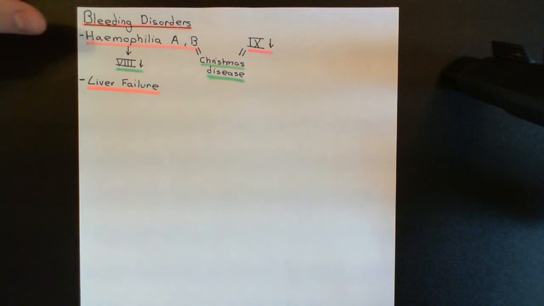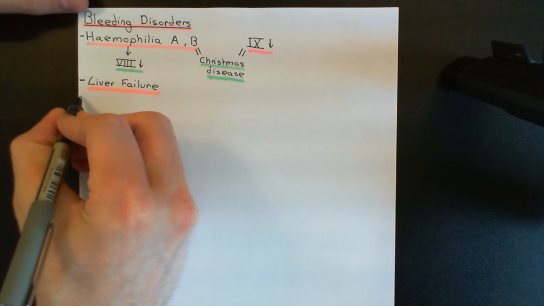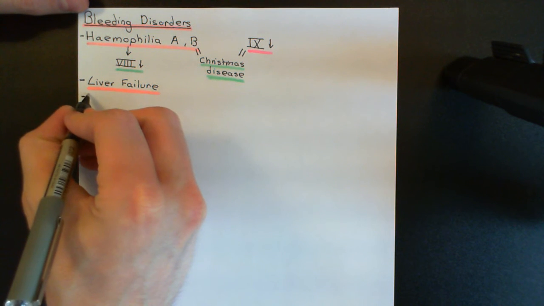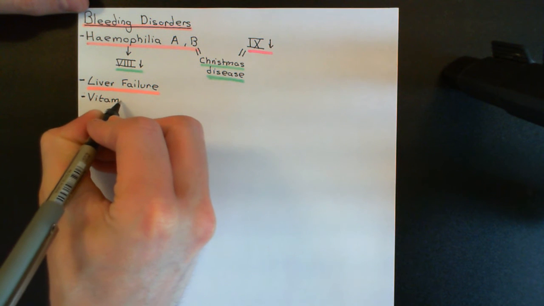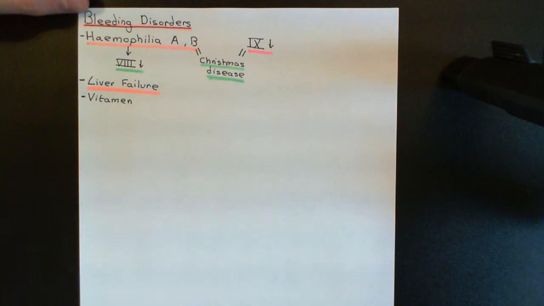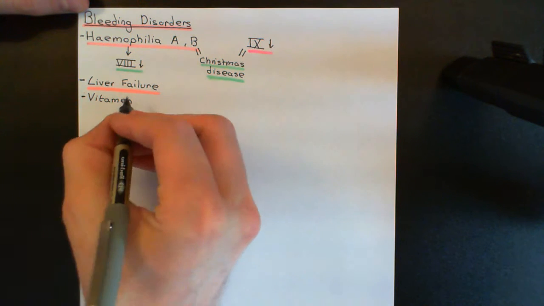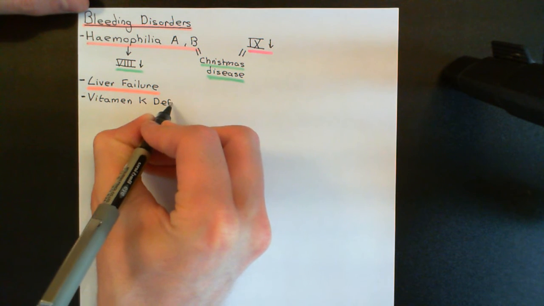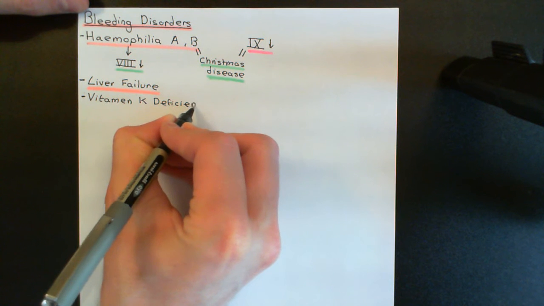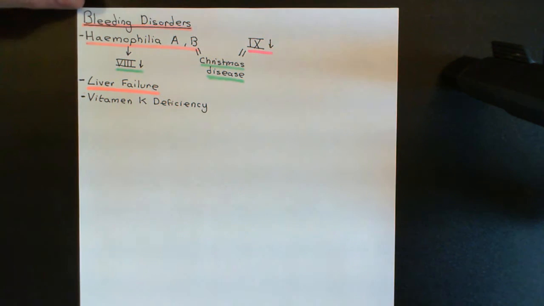Okay, and the final bleeding disorder that I want to mention, which is going to be very important for us to understand in order to later, when we go on to the video on anticoagulants, understand the mechanism of warfarin, is vitamin K deficiency. Okay, why is vitamin K so important in the production of coagulation factors?